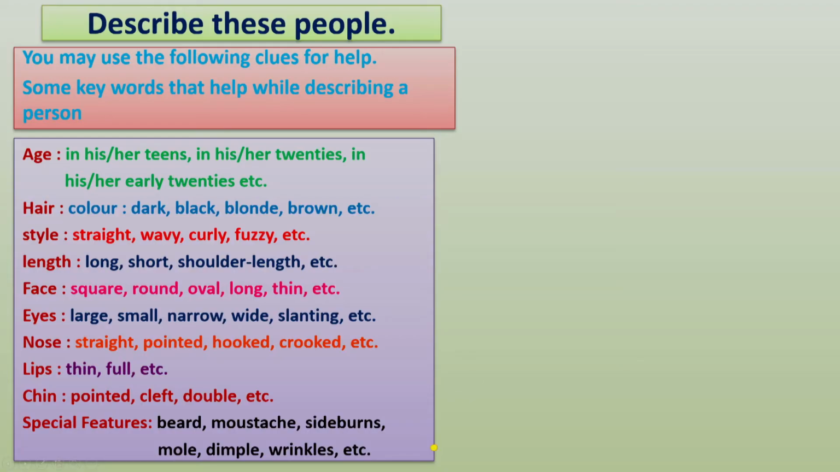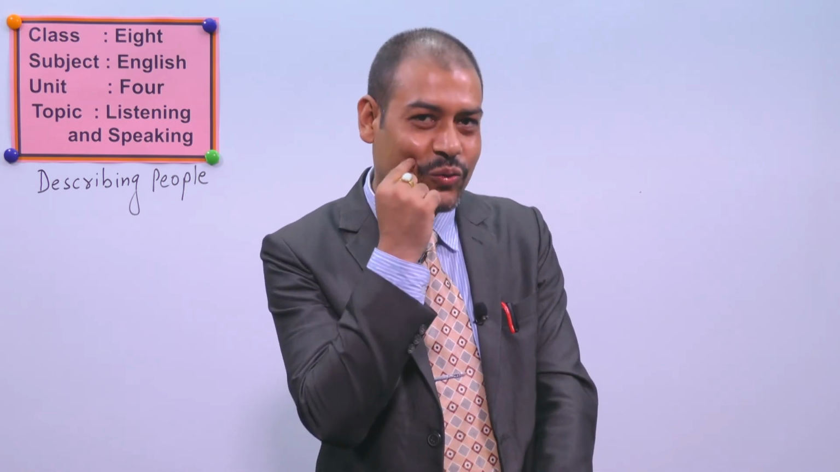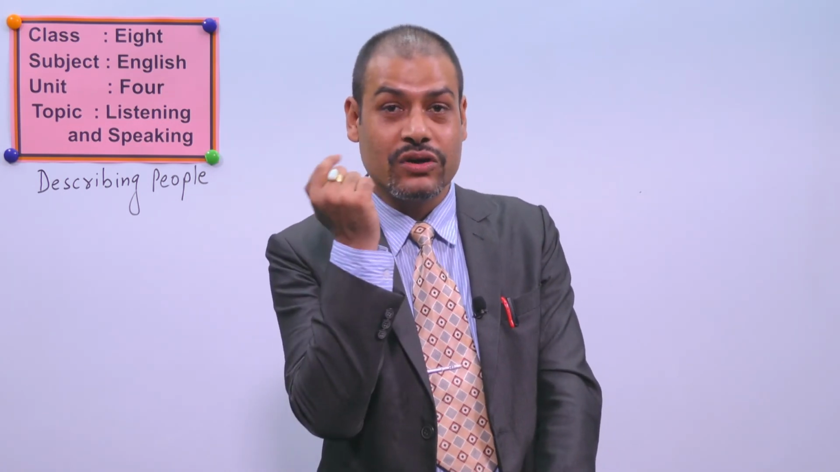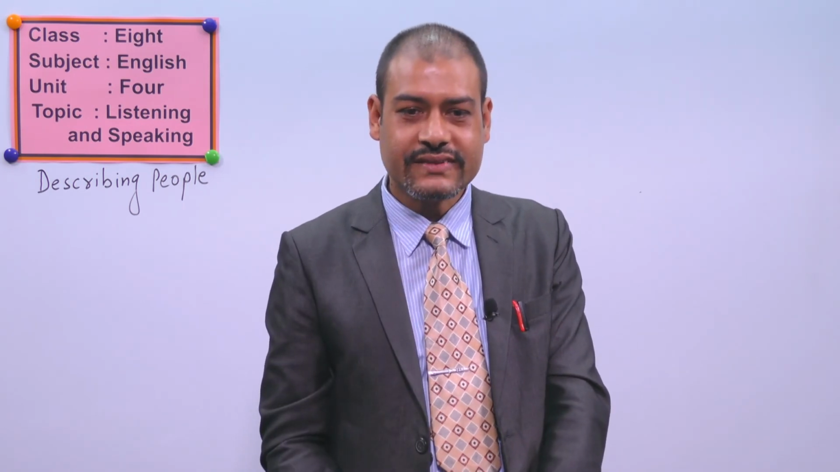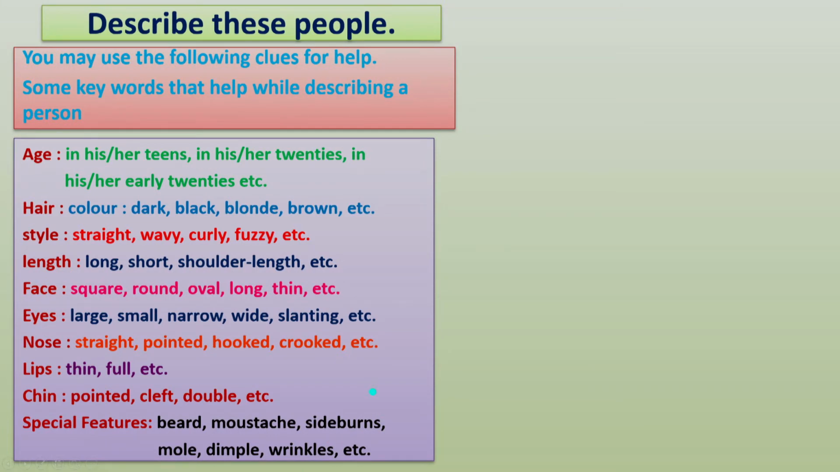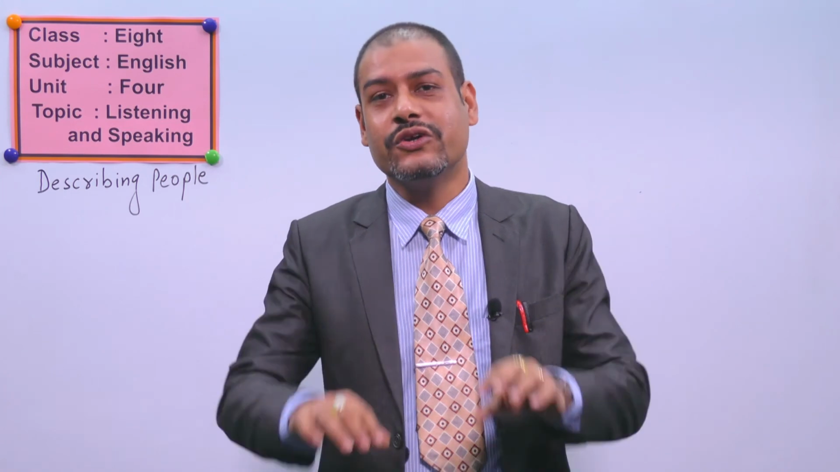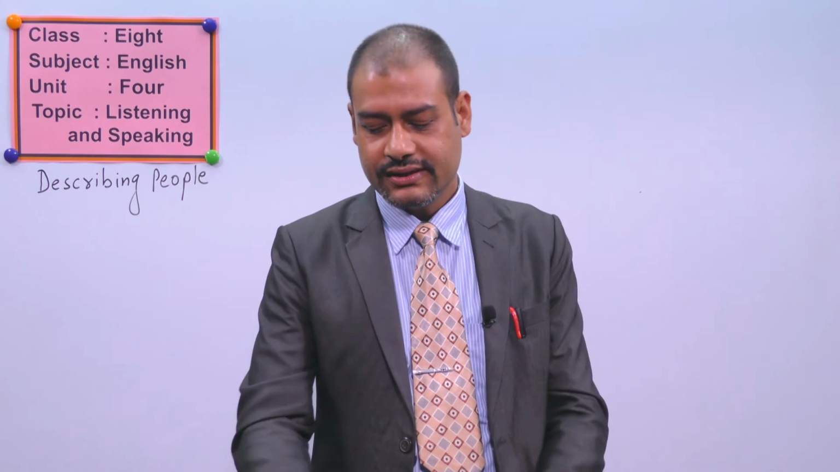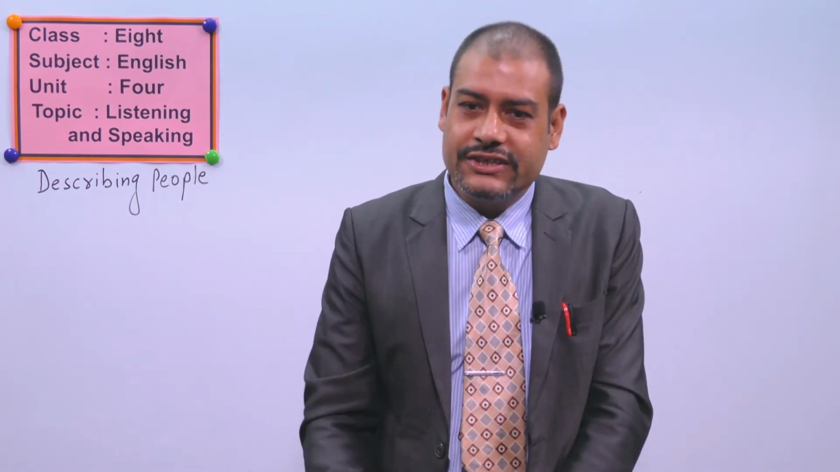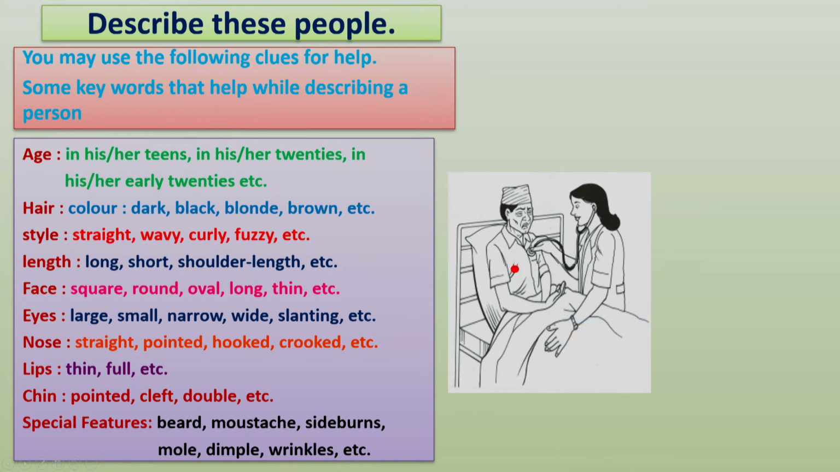And then we have dimple. If we have something like a small hole, not exactly a hole, piercing the cheek, that is a dimple. And wrinkles. Suppose if my skin is like this one, that is wrinkles, okay? So you can describe even that type of special features of the person. Now, your job is to describe these people. So how do you describe? Please think and you have to tell me, okay?